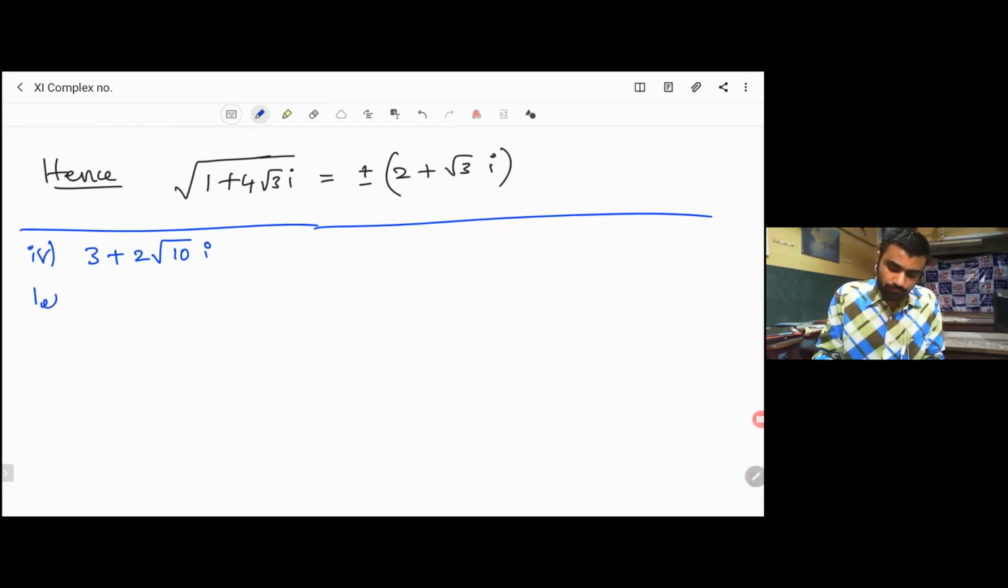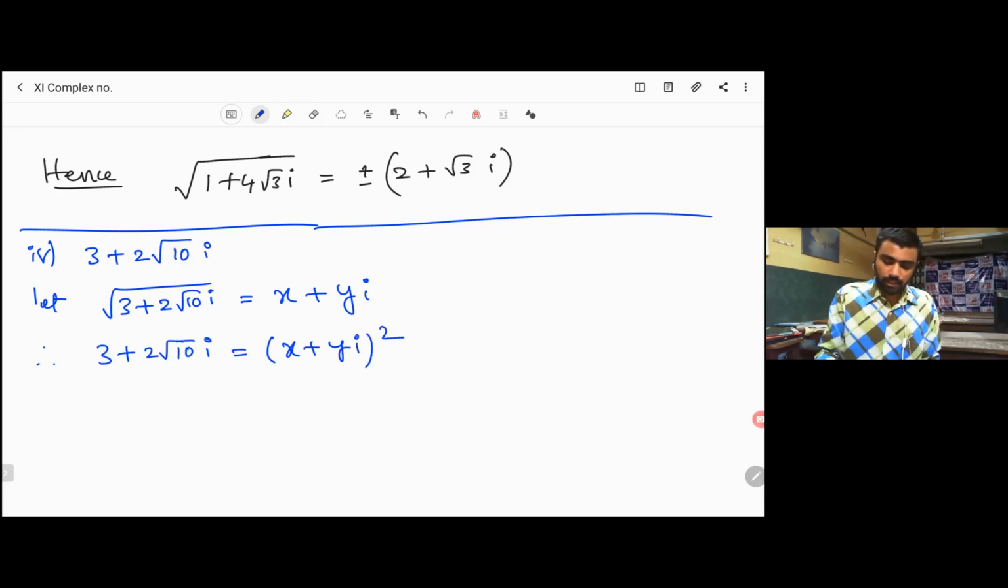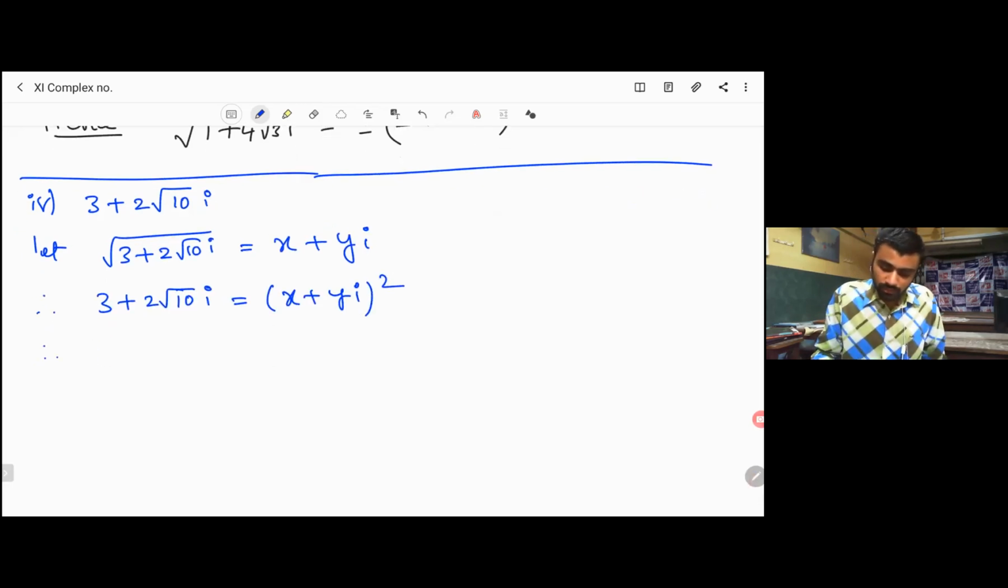So let square root of 3 plus 2 root 10i is equals to x plus yi. तो अब हम क्या करेंगे, स्क्वायर रूट को राइट हैंड साइड ट्रांसफर कर देंगे. So it becomes 3 plus 2 root 10i is equals to x plus yi whole square. And in the right hand side you expand whole square, so it becomes 3 plus 2 root 10i is equals to x square plus 2xyi plus y square i square.